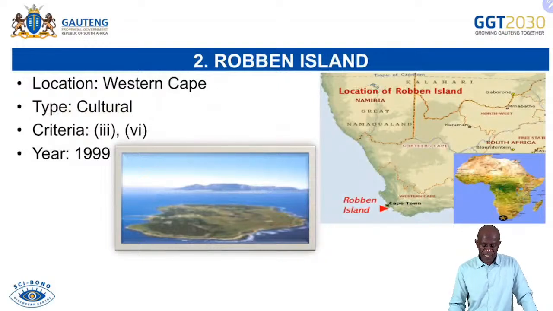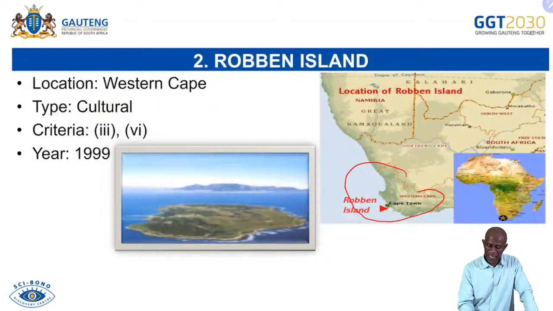The type, we said it's cultural, so it is neither natural nor mixed. Remember the categories that we have alluded to before. So Robben Island, it's cultural, and the location on the map, this is an extract to show you where the Western Cape is located, and like we said, it's in the Western Cape. Robben Island, it's positioned here.